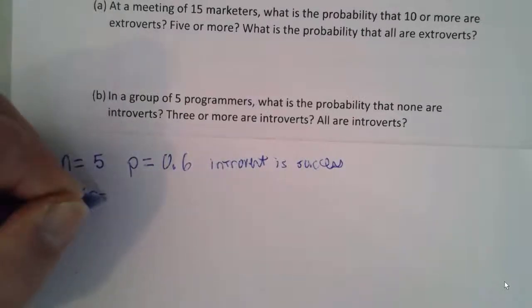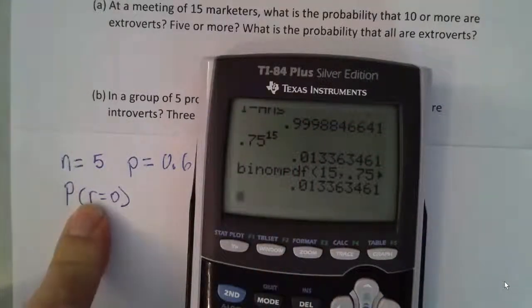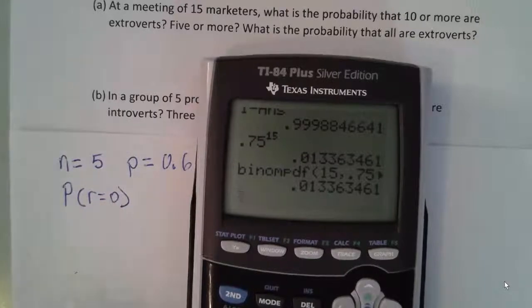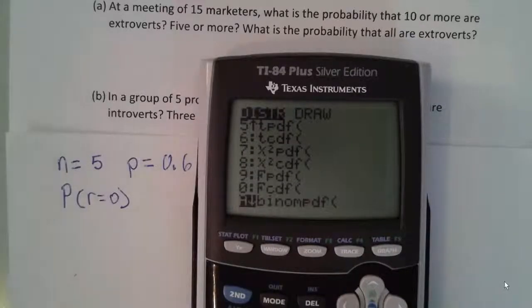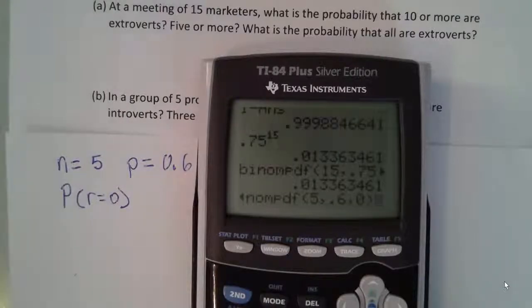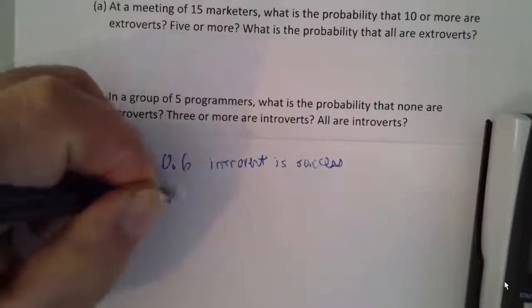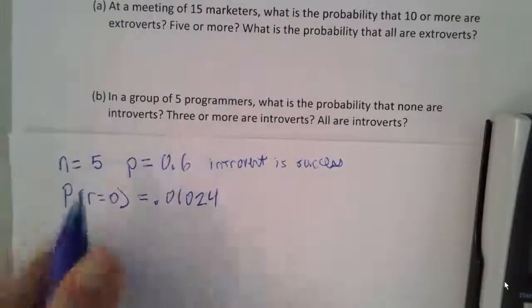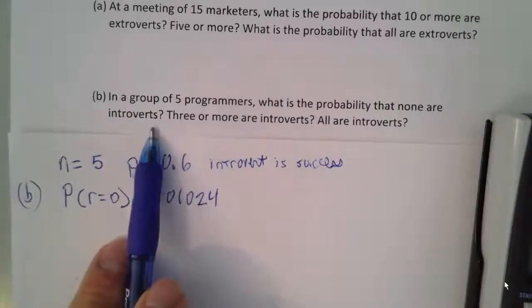Okay, so in the group of 5 programmers, what's the probability that none are introverts? That is 0 successes, and that's just a single outcome. It's not a sum downwards, not a less than or equal to. So we'll go to distributions, and binomial PDF is what we want. In this case, we have only 5 trials. The probability of success is 0.6, and we are interested in no successes at all. And 0.01024 is the answer for the first part of part B.